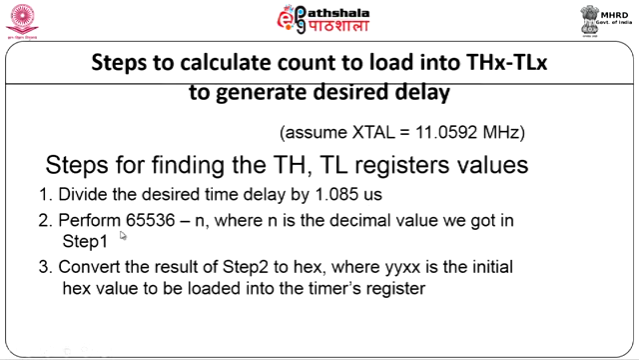Then take the maximum count with the 16-bit timer. 65536 is the maximum clock cycles it will count with the 16-bit register. So, this minus n, where n is the decimal value we got from the time divided by 1.085. Then convert this decimal value into hex and place it in your registers. If it is YYXX, XX goes in TL and YY goes in TH.